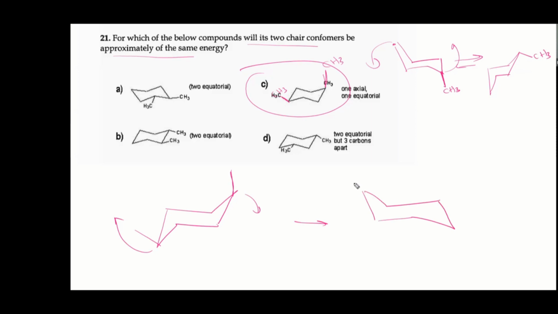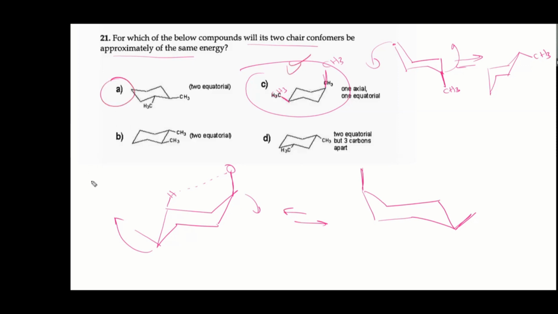Here, this methyl is going to go axial and this methyl is going to go equatorial, which is the same as this. Remember, axial has a 1,3 interaction, which makes the axial less stable. But when this goes axial, this is going to go equatorial. Therefore, you're always going to have one axial, one equatorial, which makes this the right answer.